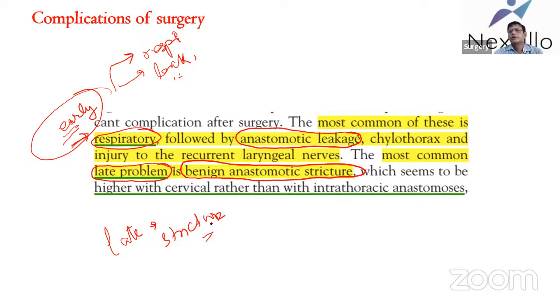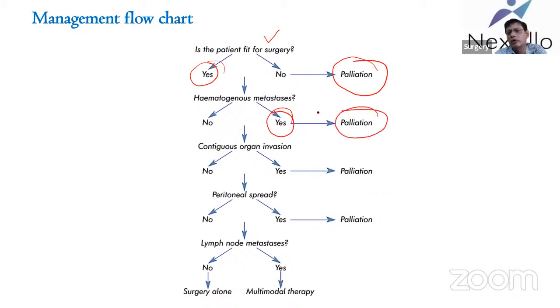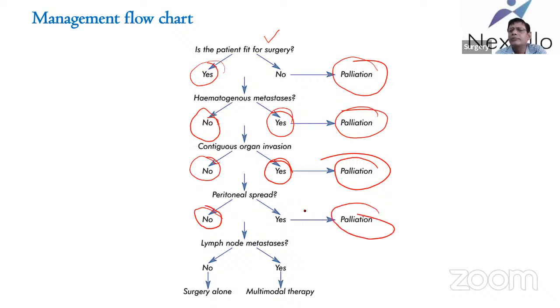These are the complications. And how to proceed in these patients, the whole flow chart of it. First, we see if the patient is fit for surgery or not. If the patient is fit for surgery, then we'll go further. If not, then palliation, like stenting, all those things, or maybe even chemoradiation. If there is hematogenous metastasis, go with palliation, no need of surgery, not of much use. No hematogenous metastasis to the liver or any other structure. If there is any invasion of the adjacent organs, once again, palliation. If there is no invasion, then we check for peritoneal spread. If peritoneal spread is there, go with palliation.